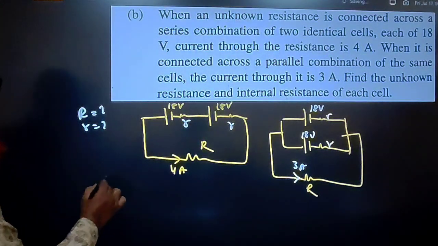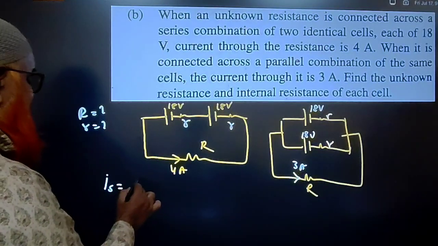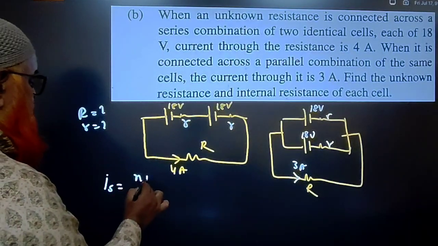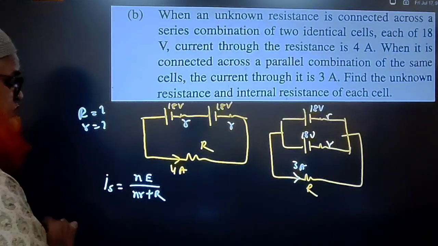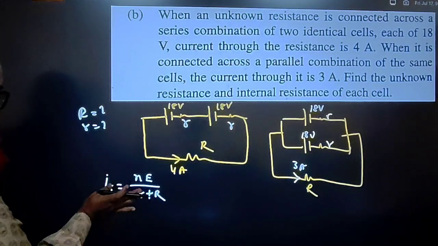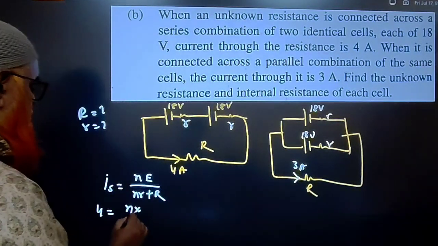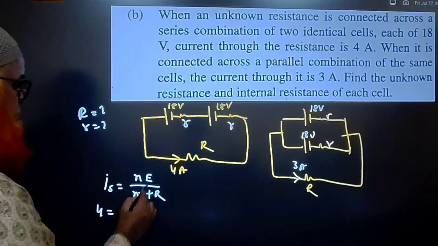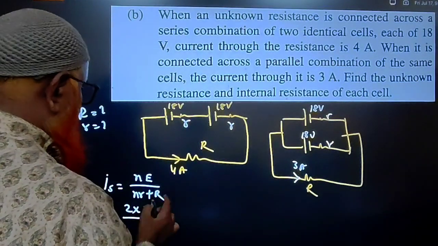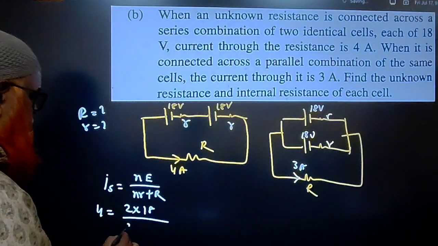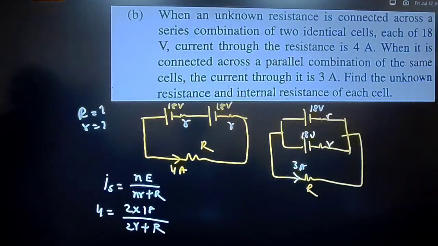So here, if this is a series combination, what is the formula for current? The formula for current is nothing but I series, n into E by n into small r plus capital R. This is the series combination formula. Therefore, I series is given here as 4, and n is 2. So 2 into 18 divided by n, which is 2 again, two resistors are in series now, so 2 into small r plus capital R. We don't know small r, it is not given, and capital R is also not given.